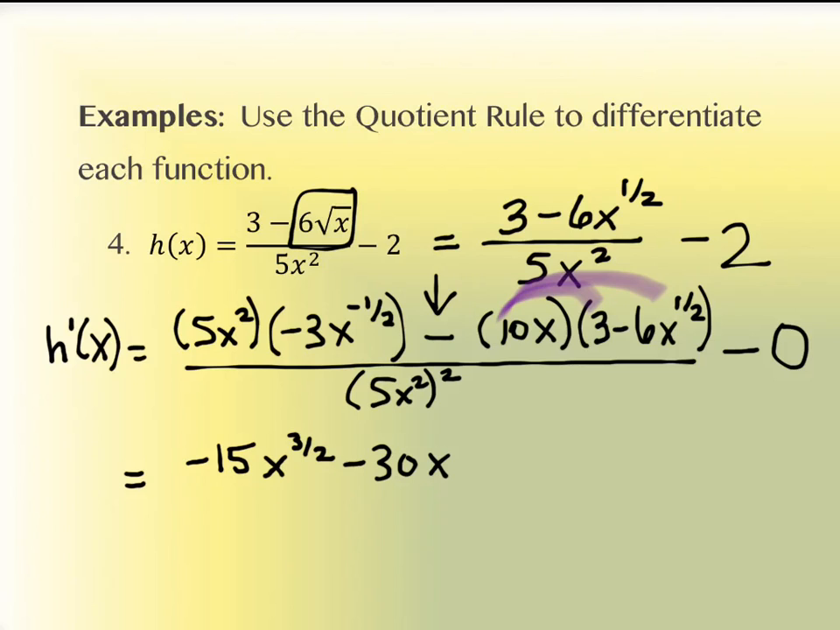Now, what is 10x times negative 6x to the 1/2? 60x. So I've got 60x to the 3 halves. It would be negative, but then I've got another negative in front, so this one will actually end up being positive because there's 2 negatives involved. And all of this gets divided by what?